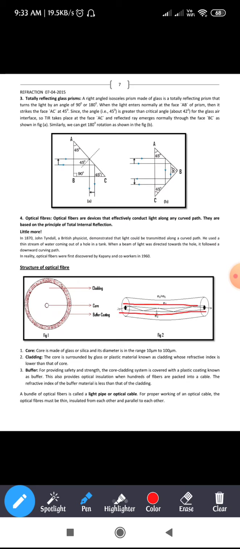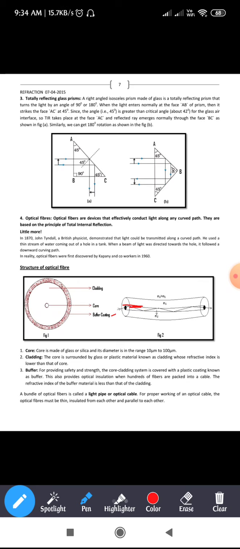So at this surface, I'm not able to draw properly. When the light enters through this core, what happens at this phase? At this interface, since it undergoes total internal reflection.